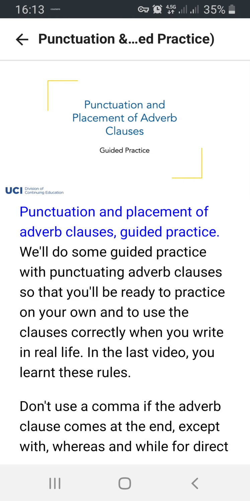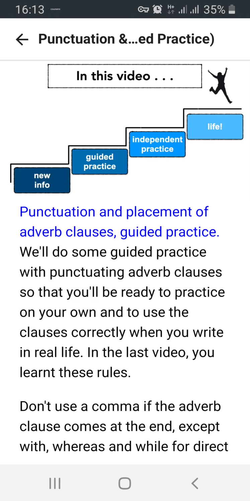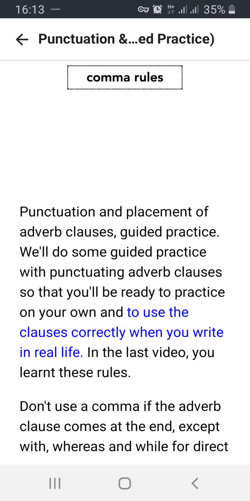Punctuation and placement of adverb clauses. Guided practice. We'll do some guided practice with punctuating adverb clauses so that you'll be ready to practice on your own and to use the clauses correctly when you write in real life. In the last video, you learned these rules.